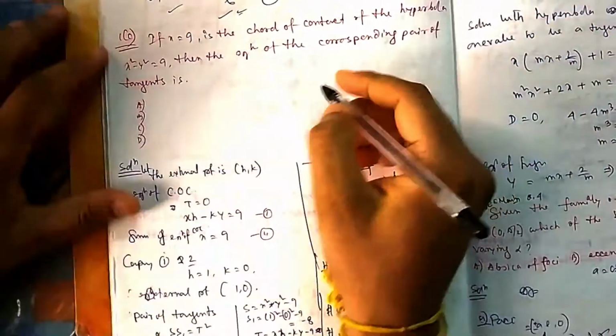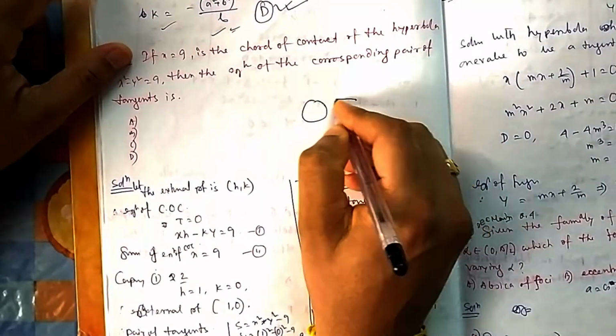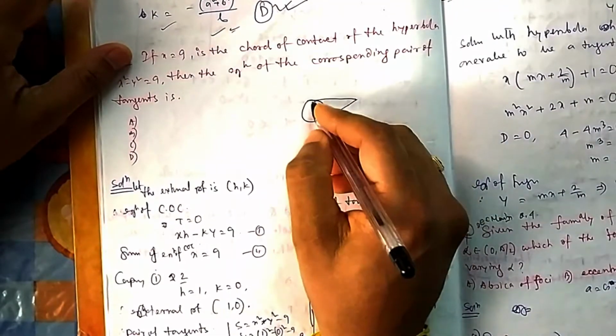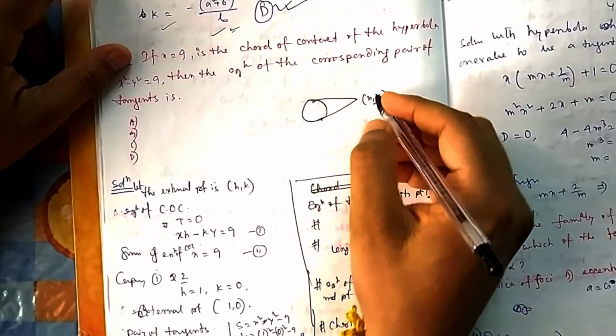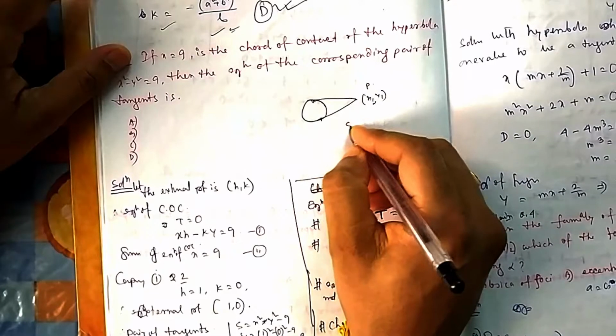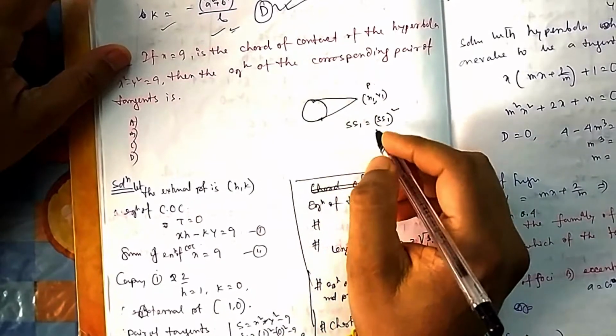That formula was, suppose there is a conic, suppose I start with this circle. Also, you have an external point P. From that external point you draw two tangents. So what is the equation of the pair of tangents? I have missed it out. Suppose this is the point. So this is of something like this format: SS1 is equal to T squared.